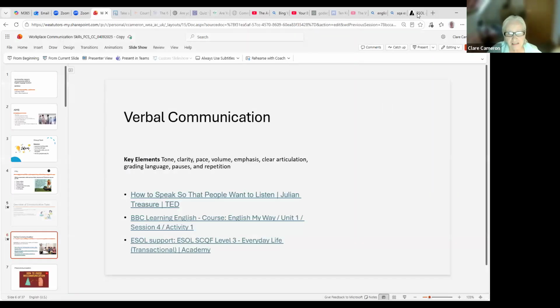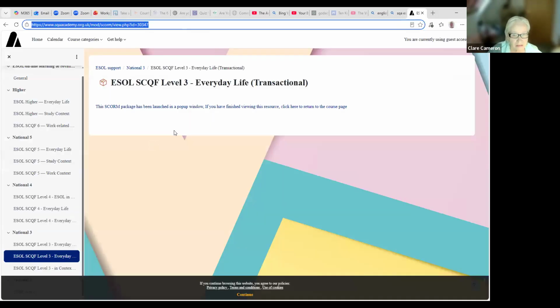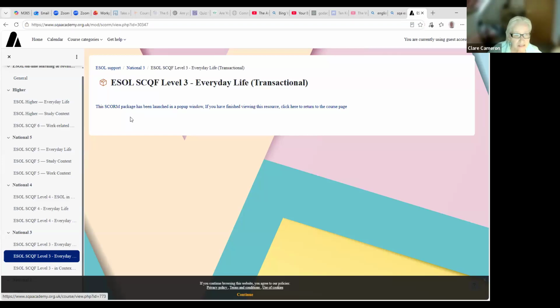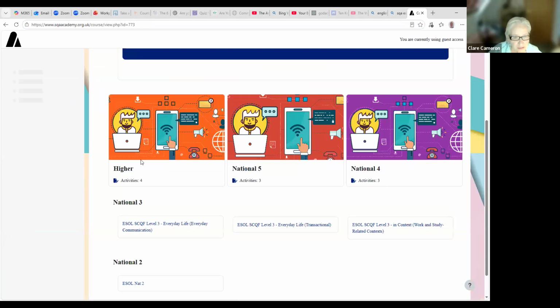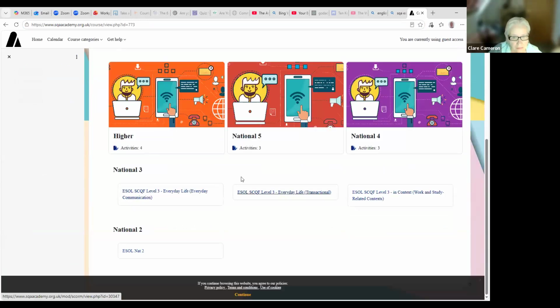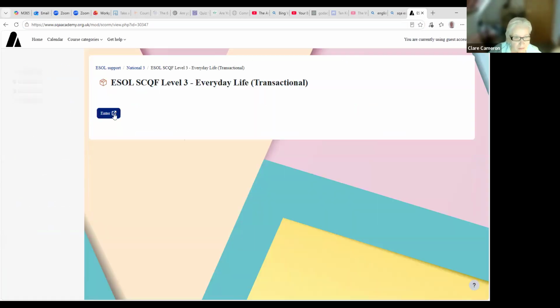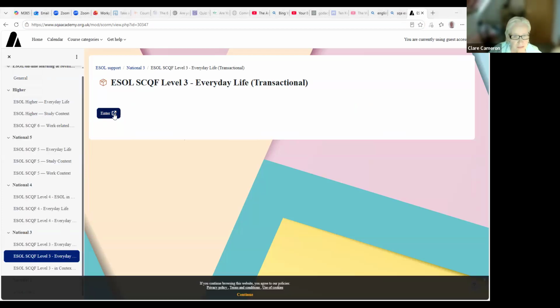And another thing, what would we do? Does anybody use these materials as well? The SQA ESOL materials. They're fine, but the problem is their listenings are difficult for people to understand. So if we look at this, it's launched in a pop-up window. It takes forever to get in. It's really weird, but here we are.